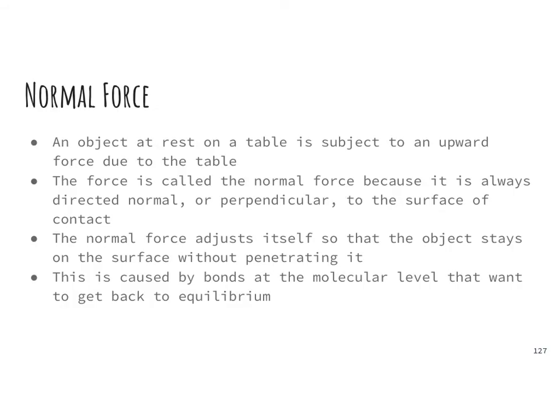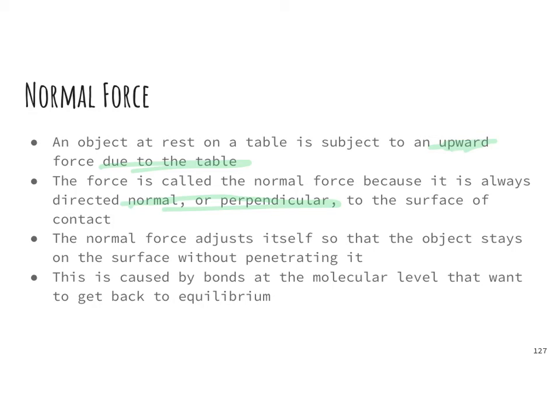What we've said is that for an object at rest on a table, we know that there's an upward force from the table, right? We have the weight going down, and therefore we have the normal force going back up. And we've said before, it's called the normal force because it's always directed normal, or perpendicular, to the surface. We've also talked about pushing against the wall, and that's also an example of the normal force. But the normal force can vary.